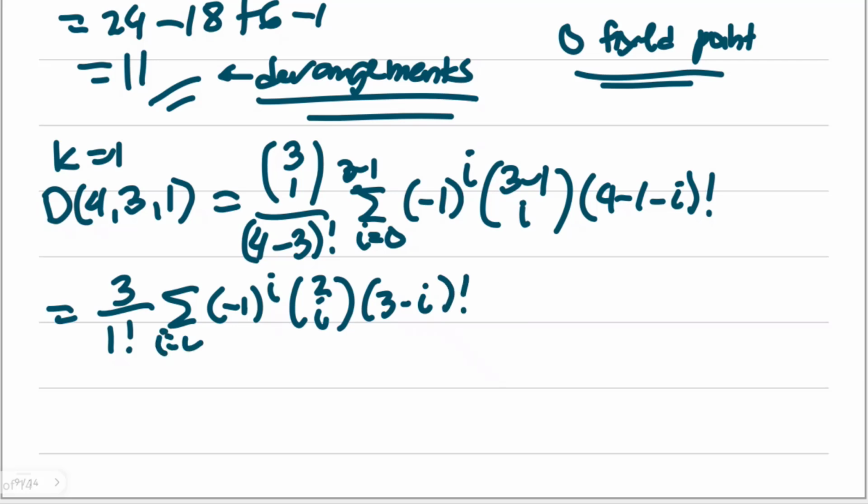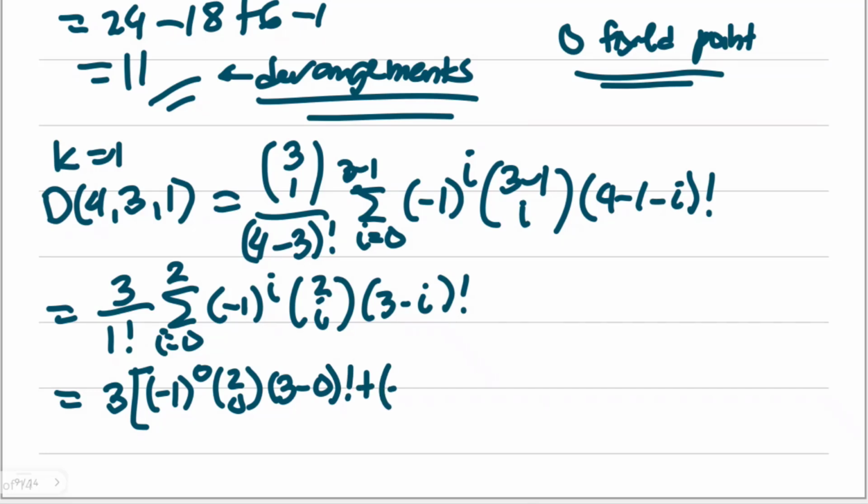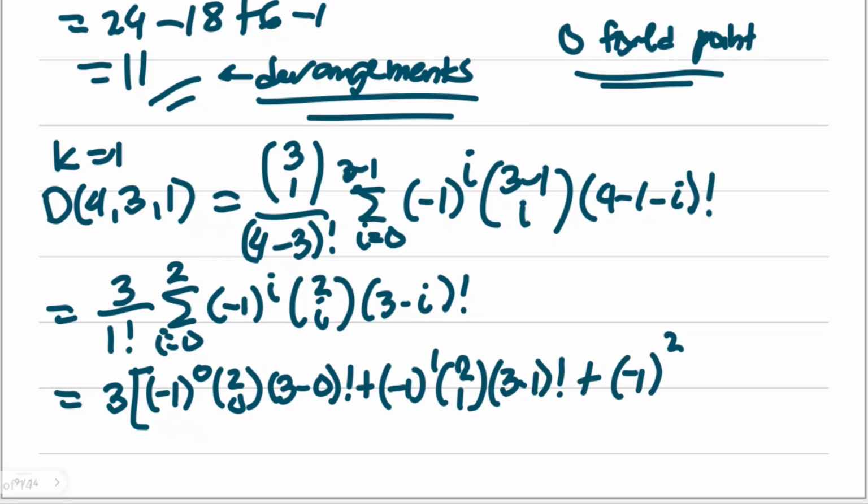i starts from 0 to 2. So we only have until 2 for our expansion. This obviously 3. You can separate that. Negative 1 raised to 0 times 2 combination 0, 3 minus 0 factorial, plus negative 1 to the power of 1, 2 combination 1, 3 minus 1 factorial, plus negative 1 squared, 2 combination 2, 3 minus 2 factorial. We end up at 2 because that's our upper bound here.